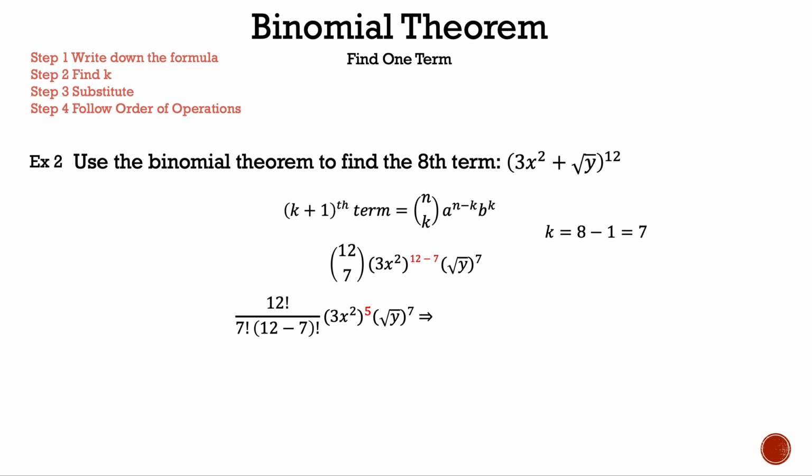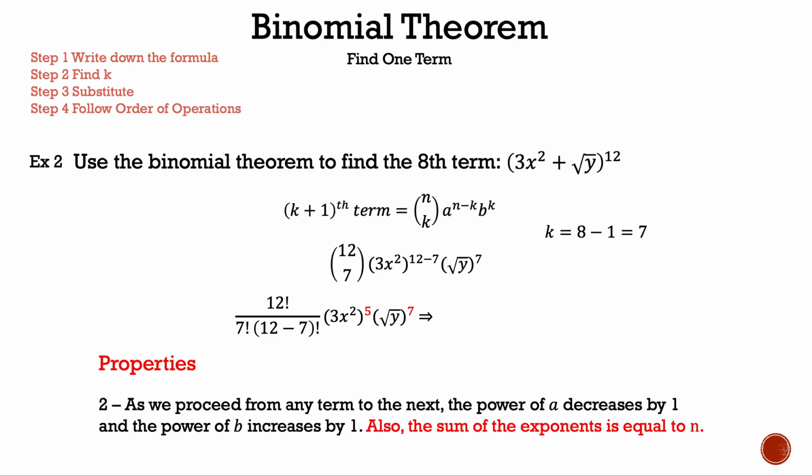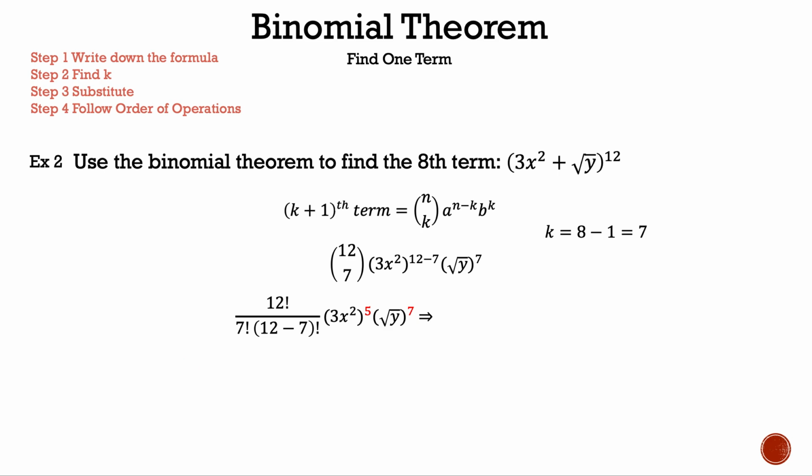Now let's take a look at both of our powers, 5 and 7. Do you think having 5 and 7 makes sense? Property 2 says, also the sum of the exponents is equal to n. Since n, our power, is 12, we are on the right track, since 5 plus 7 is 12. Now let's simplify our denominator. So 12 minus 7 factorial becomes 5 factorial. Let's continue to simplify, and 12 factorial over 7 factorial times 5 factorial is 792.